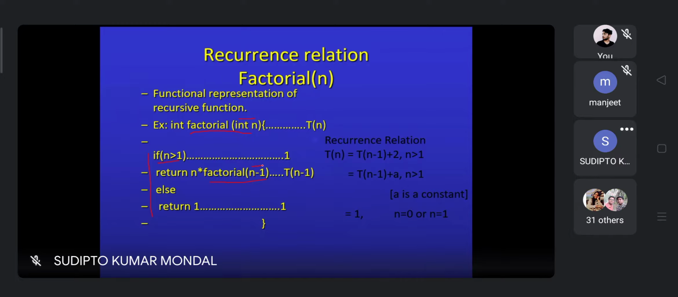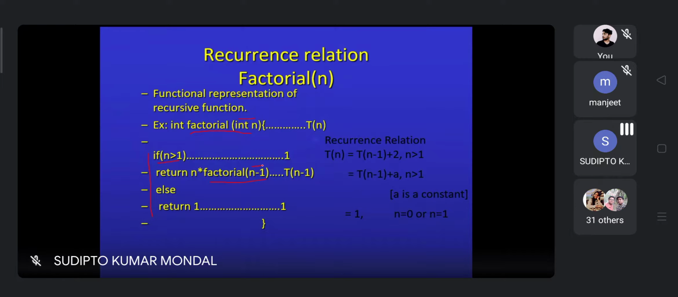So that's why three properties with respect to a recursive function must be there. Then only we can consider it a recursive function. One is a terminating condition, two is an approach to call itself, and number three is an approach to reach the base condition. So these three must be there in our recursive function.